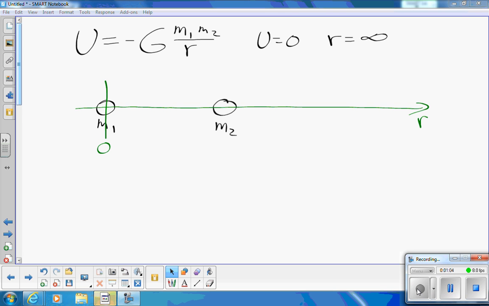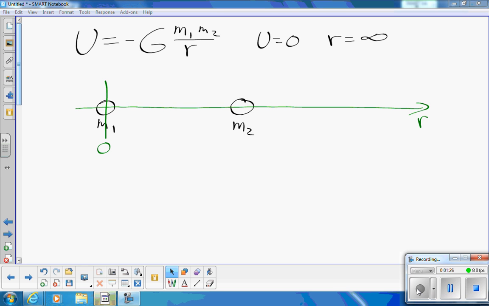So in theory, I could have this thing move. I'm going to have M2 move, and I can have it move to various places on the R axis. If I have it move up and down, I can still measure its distance away from M1. This doesn't have to be one-dimensional, but I'm going to simplify it and move it out along this R axis, so it's moving along one dimension.